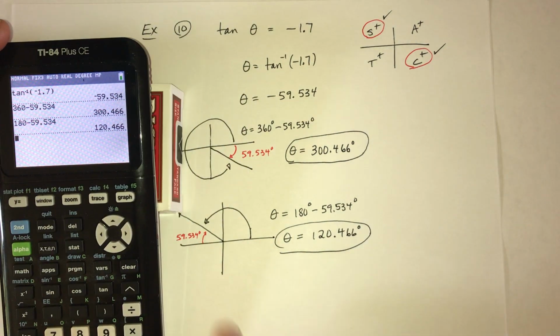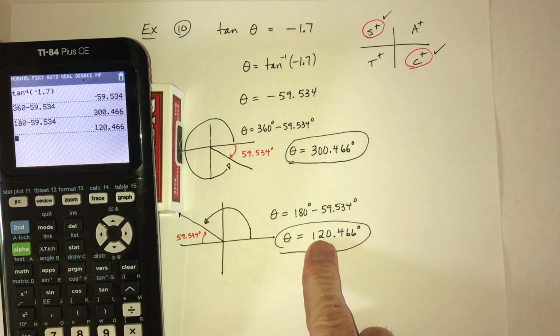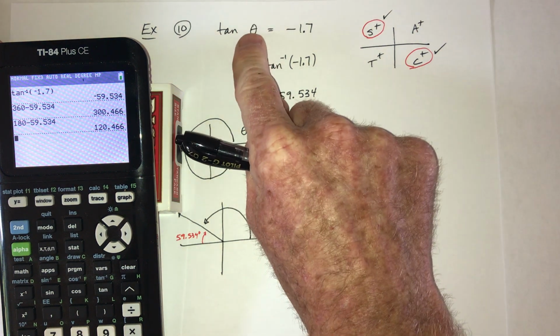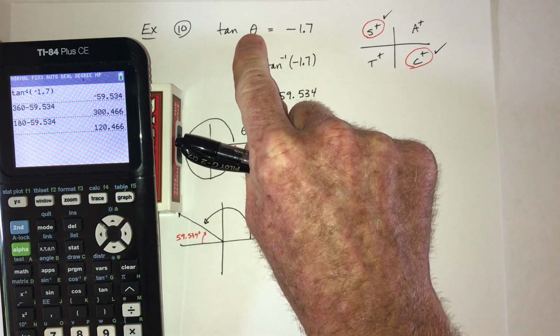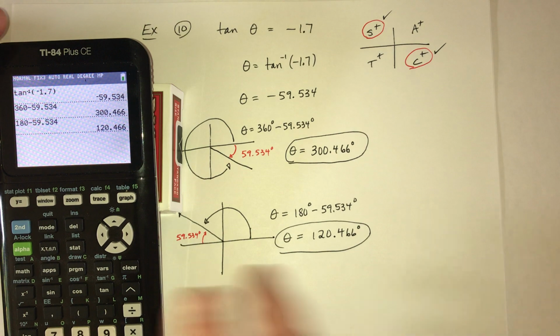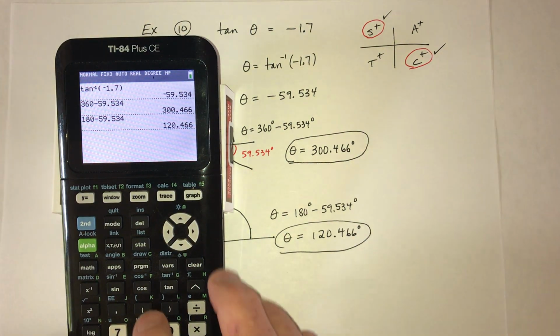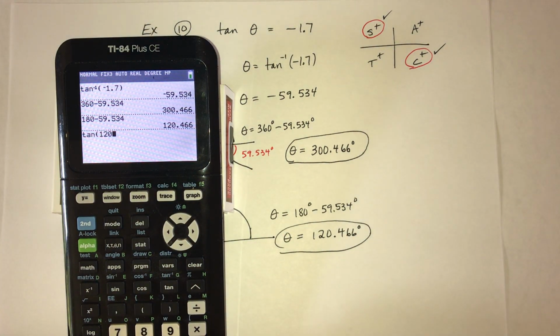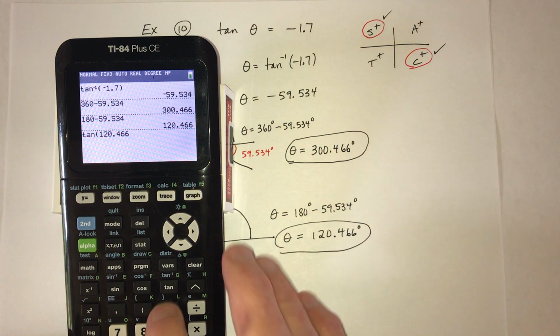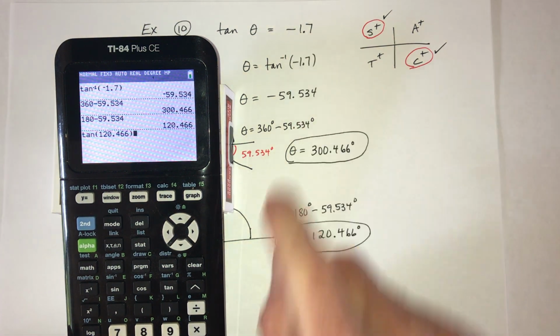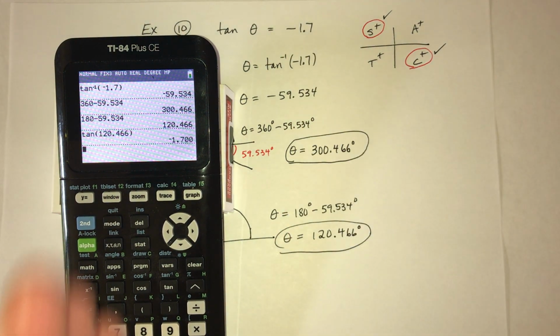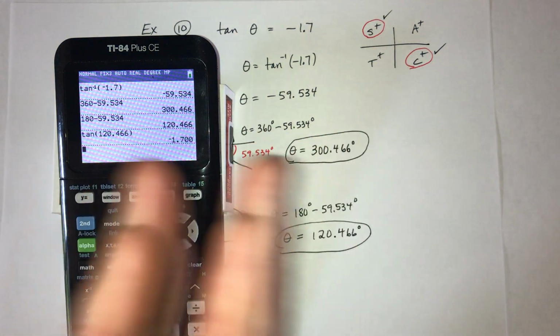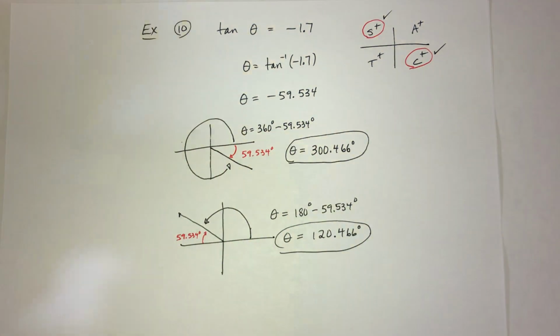So I'm going to check that answer. I'll take that 120.466, I'll plug it in and find tangent of it, and it should equal a negative 1.7. Tangent of 120.466, and it should equal a negative 1.7. Yay, good job, math. I love math.